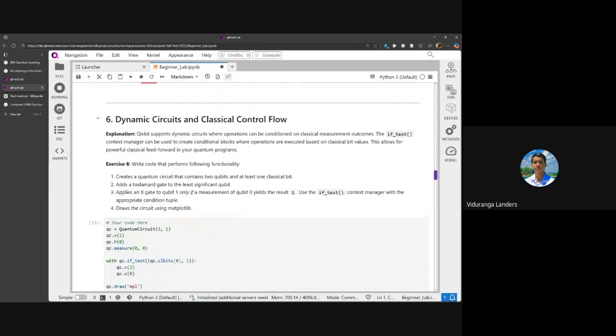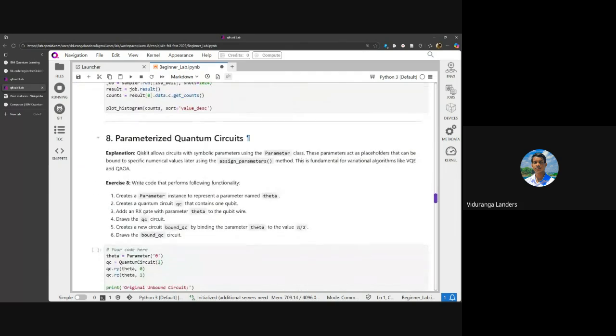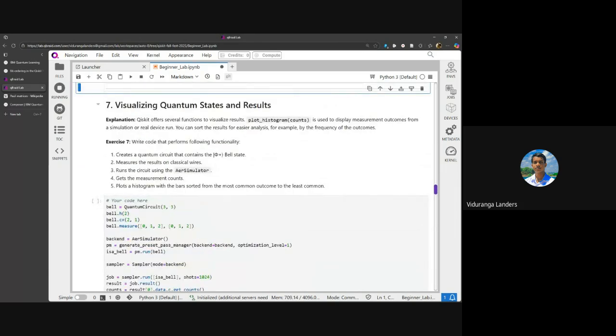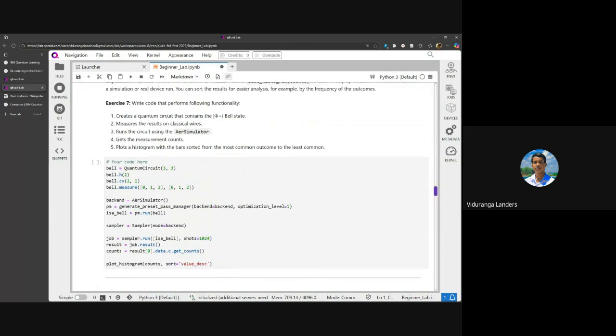Now we are moving on to the next part. Parameterized ones, we will get to that once we do the simulations and results. So here again, these are basic stuff. Creating a quantum circuit with 3 qubits and 3 classical bits, applying a Hadamard gate, applying a C0 gate with 2 as the control and 1 as the target, then measuring all 3 qubits. Then I'm using, okay, so we have a question.